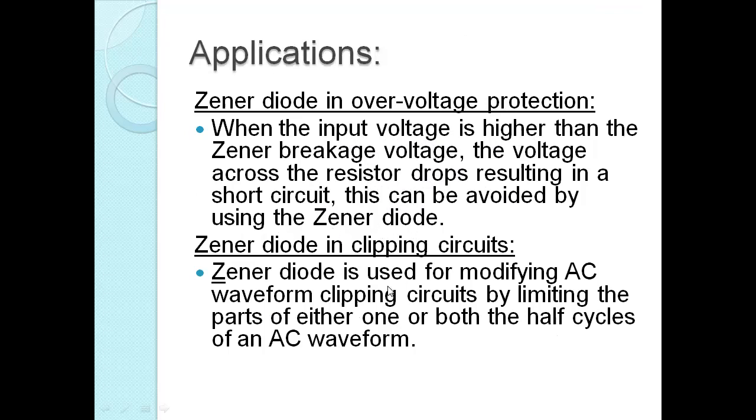For clipping circuits, it is used for modifying the AC waveform by limiting the parts of either one or both of the half cycles of the AC waveform. These are the three important applications of the Zener diode, where it can be used as a voltage regulator, voltage protector, and clipping circuit.